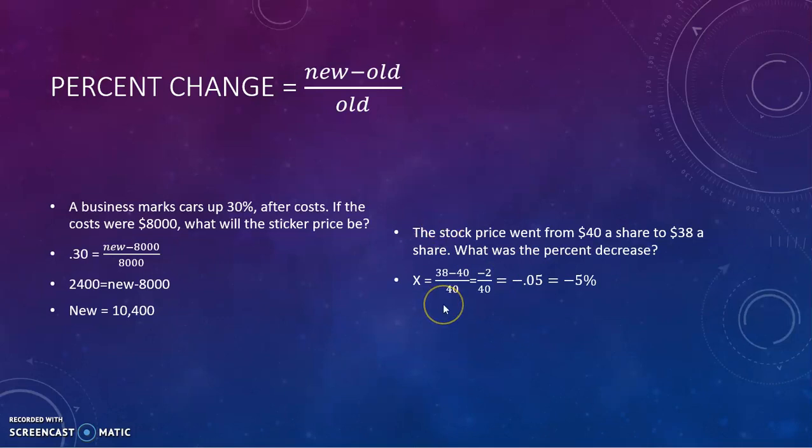And now I've got going down. I've got the percentage decrease as the unknown. The stock price went from $40 a share to $38 a share. So what's the percent decrease? So you take the new price, which is the 38, minus the old price of 40, over the old price. When you subtract in the numerator, that comes out to be -2. And you have 40 on the calculator. That's minus 0.05. Move the decimal place 2 places, minus 5%. And we keep the minus to say it is a percent decrease.